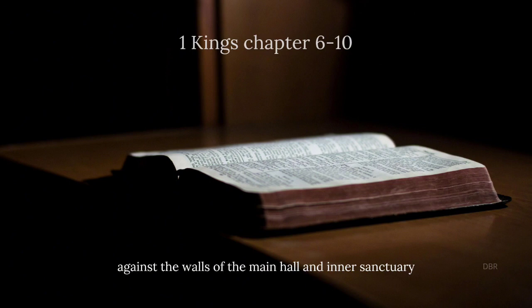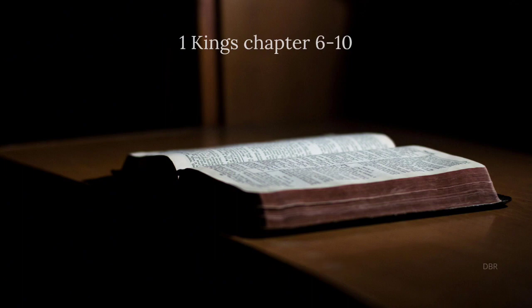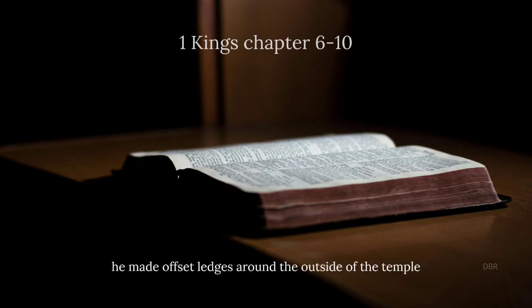Against the walls of the main hall and inner sanctuary he built a structure around the building, in which there were side rooms. The lowest floor was 5 cubits wide, the middle floor 6 cubits and the third floor 7. He made offset ledges around the outside of the temple so that nothing would be inserted into the temple walls.